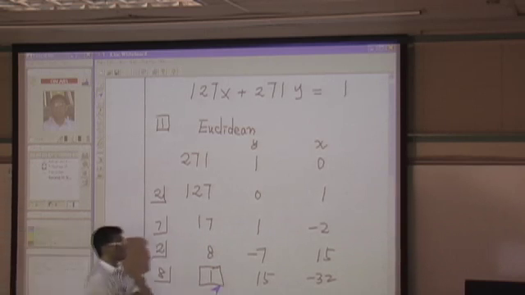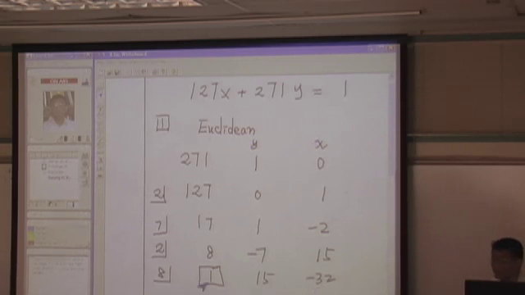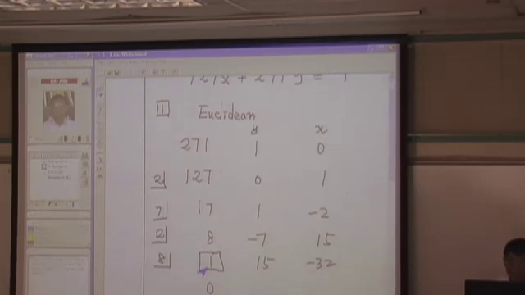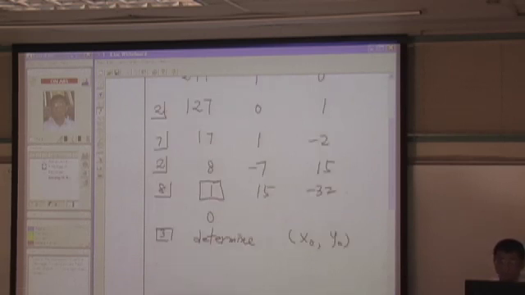So this led to the solution. What is y? Y should be equal to 15. X is what? Negative 32. Then the right hand side is 1. So we got the solution. So x0, y0 is found. So the Euclidean algorithm is the first step. And the second step is 2 more columns, right? Like an operation. And then afterwards, the third step is determining the x0, y0 pair. So in this case, y0 is 15, and x0 is negative 32.